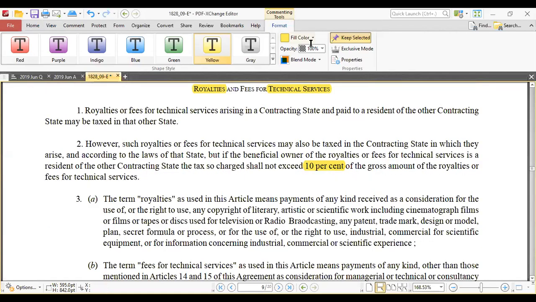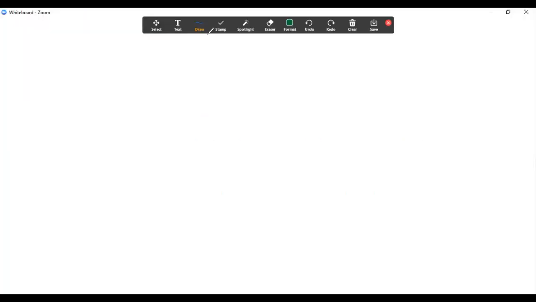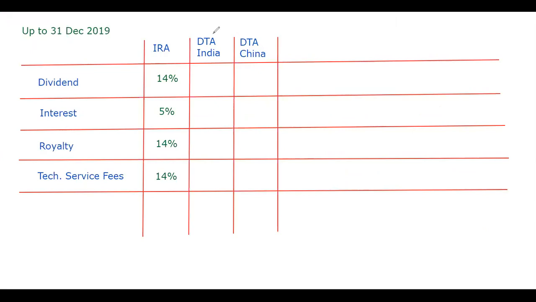Then you can update this schedule using your knowledge. Here you know how the DTA is giving benefit to the respective two countries, right? 7.5 source tax, 7.5.